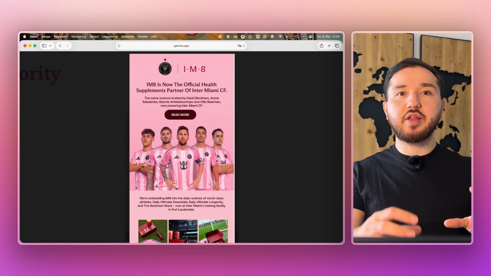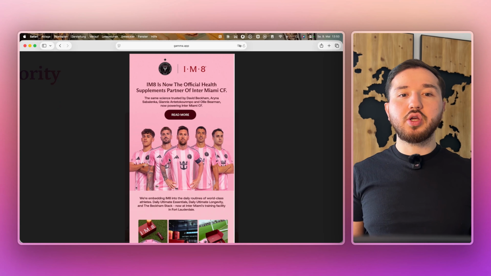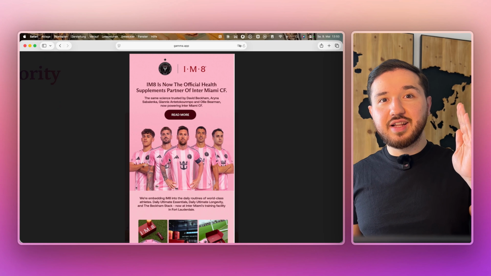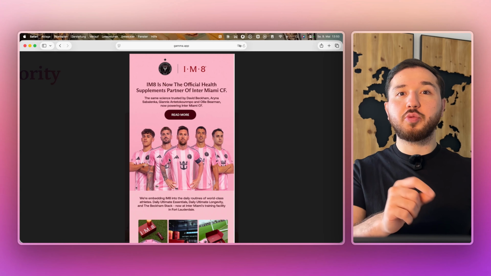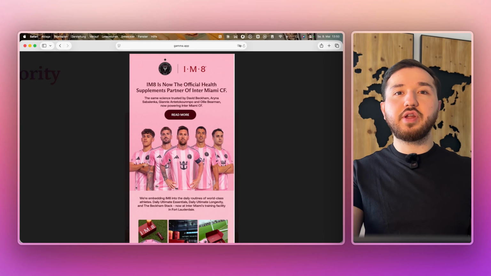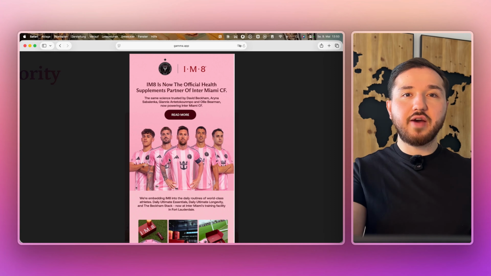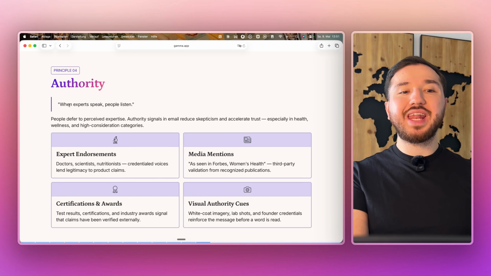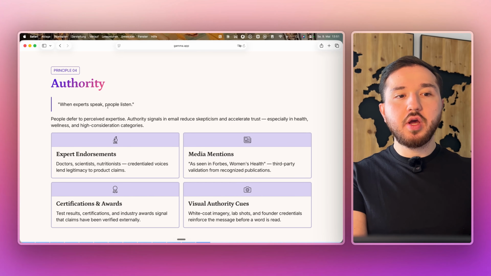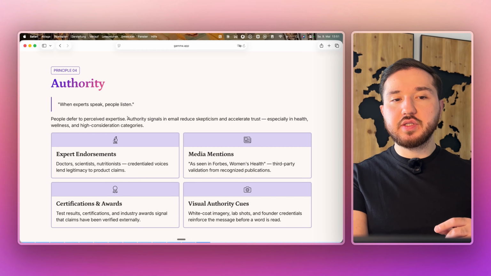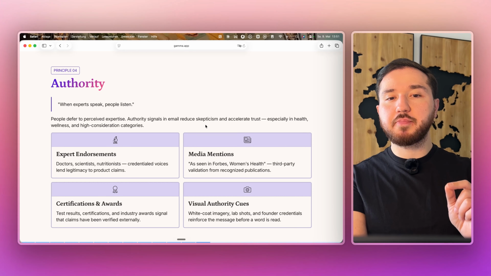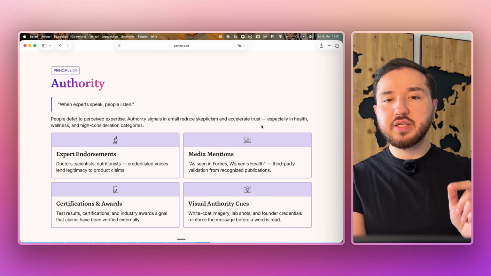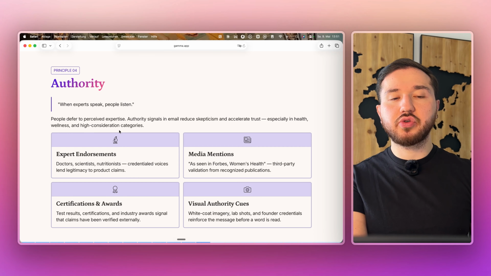So what you would do is take these influential people and put them into your header image and literally say they endorse your brand and they love your brand, and show a video or link to a video and then have the review as well. So why does authority work? Because when experts speak, people listen. People defer to perceived expertise. Authority signals in an email reduce skepticism and accelerate trust, especially in health, wellness, and high consideration categories.